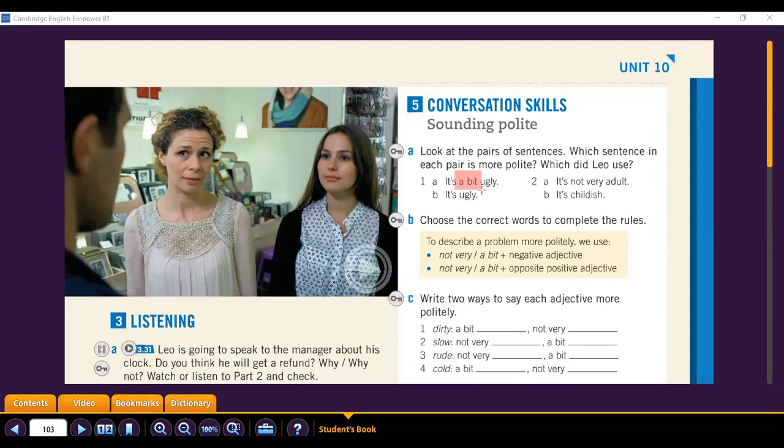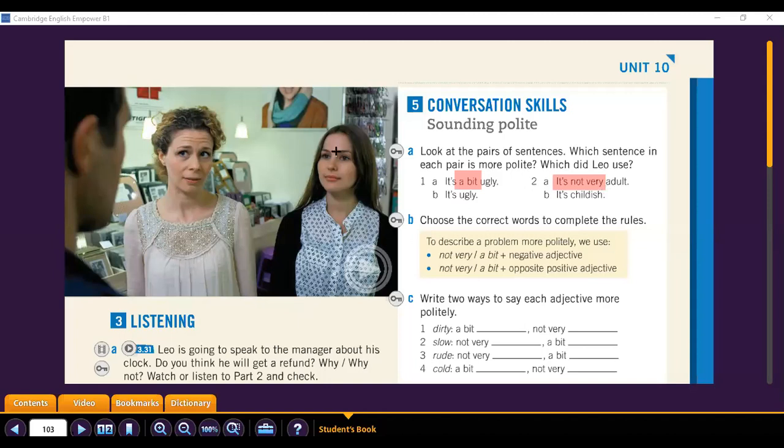On the other hand, ¿sí? Por el contrario, si ustedes quieren ocupar adjetivos que tienen un significado positivo, ¿sí? Lo que podemos anteceder es esta frase. It's not very adult, in this case. ¿No es cierto? Leo decía, it's not very adult. No es como que muy de adulto, ¿no es cierto? No es de adulto este reloj.